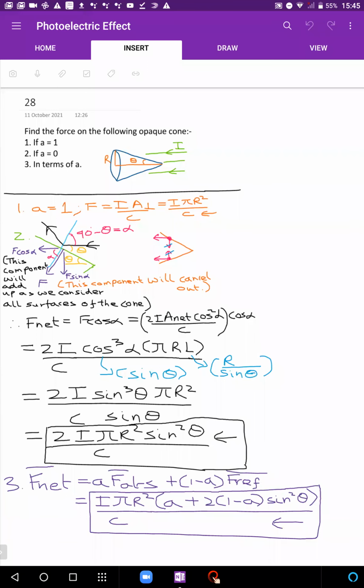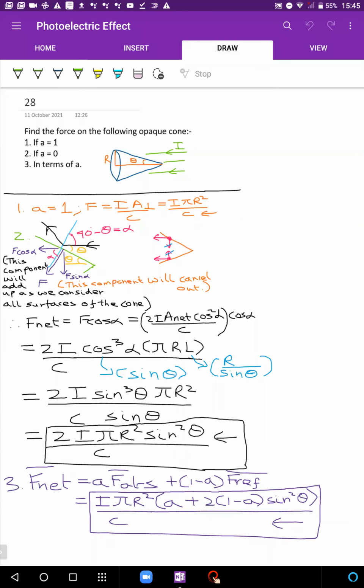Yeah, just एक बार सब लोग एक बार 28 सुन लो, and whoever asked this, when you got it, just tell me कि okay you got it. So 28 quickly, like the first is find the force on the cone if it's fully absorbing.